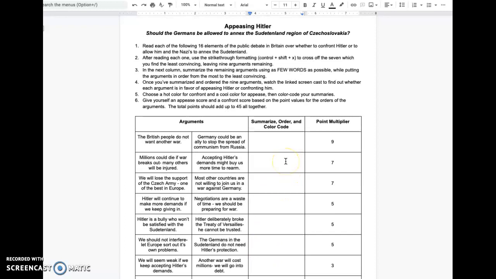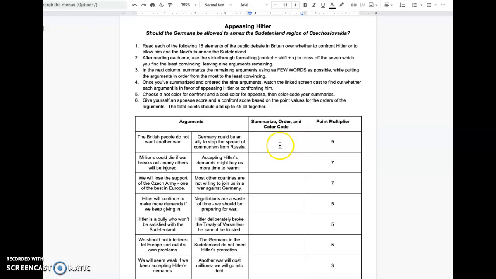So here's where the color coding part comes in. I'm going to have you pause this video right now. So pause the video and turn it back on when you have ordered and summarized in this middle column.